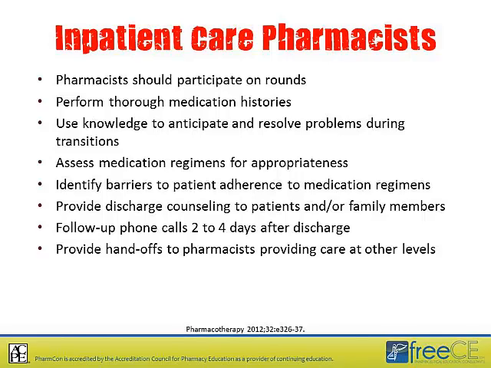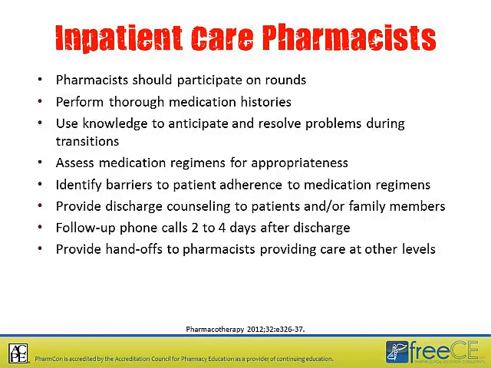We should be assessing the medication regimen for appropriateness, making sure everything that the patient is taking is actually necessary. Identify any barriers to patient adherence to medication regimens. So I frequently ask patients about cost, and if there's anything that I can do, enrolling patients in patient assistance programs through pharmaceutical companies to help any way I can. We should be providing discharge counseling to patients and/or family members. And then a follow-up phone call within 2 to 4 days after discharge is probably a very beneficial thing, especially if there's any issues that come up.